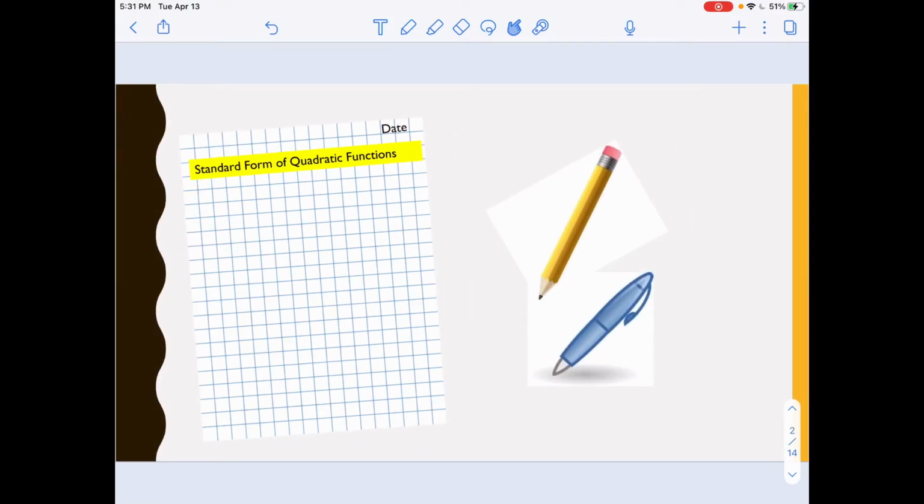Today we're going to be exploring standard form of a quadratic function. Before we begin, please make sure you have the following materials out. You're either going to want a printed copy of the notes, or if that's not available to you, make sure you have some graph paper because we will be graphing today.